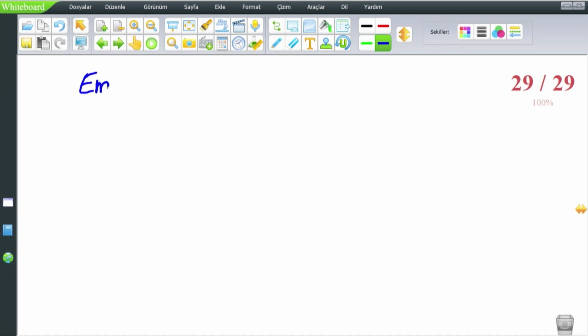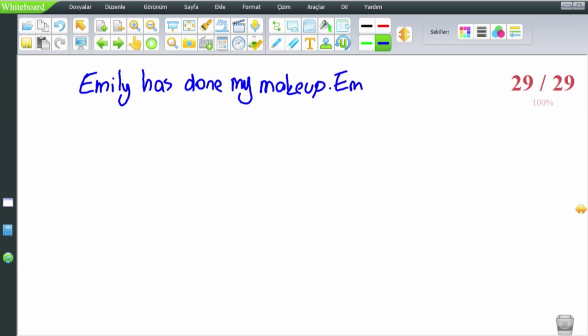Emily has done my makeup. And Emily, again, curled my hair. Now, both of these sentences are active. There are two sentences, and they are both active. I want to make them passive.